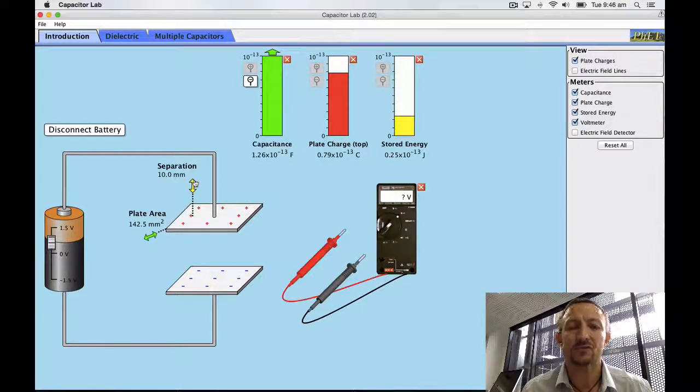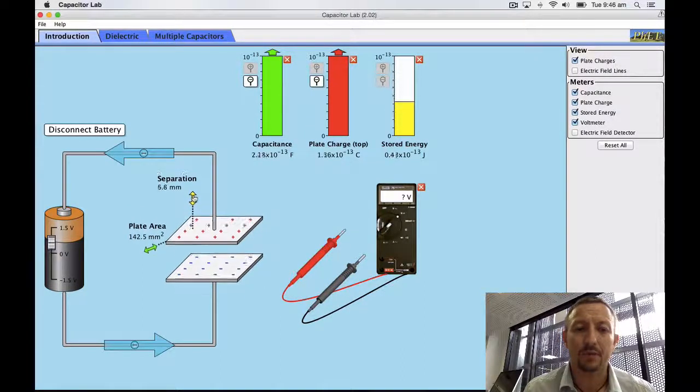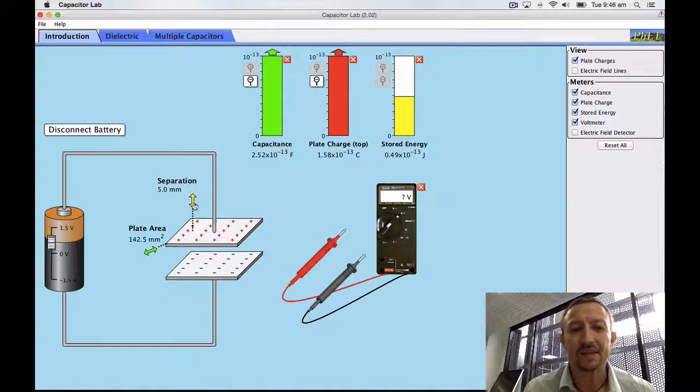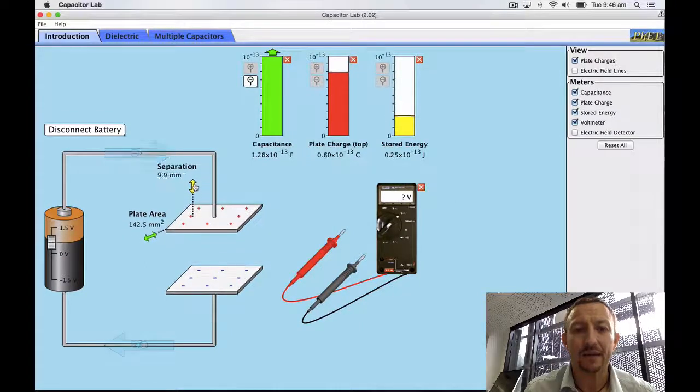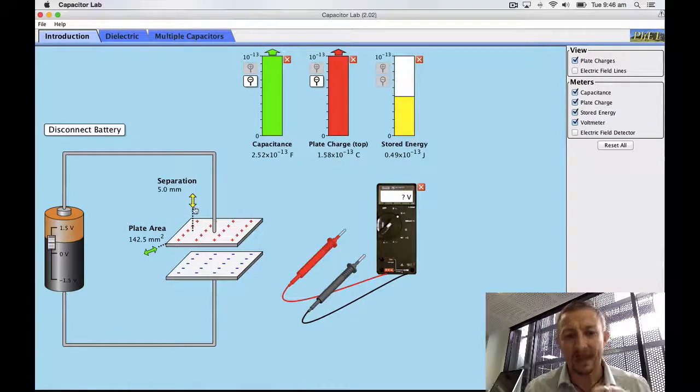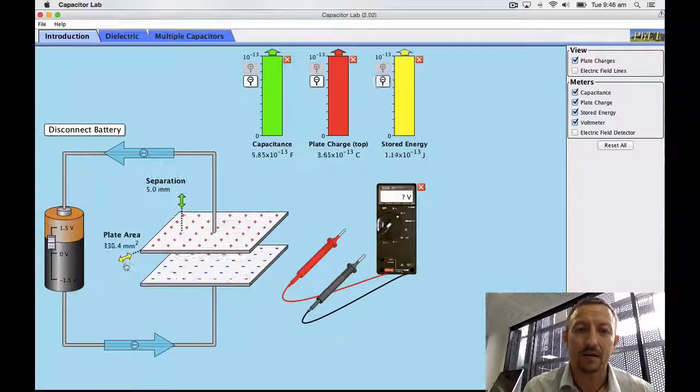The reason for that is because they're further apart, there's less affinity for the electrons to move from one place to the next. However, if I start pulling them closer, you can see that the charges will vary. The charges get close together, I get more charge which is generated, which means I'm storing more energy. So I can also increase the amount of charge by increasing the plate area, like so.